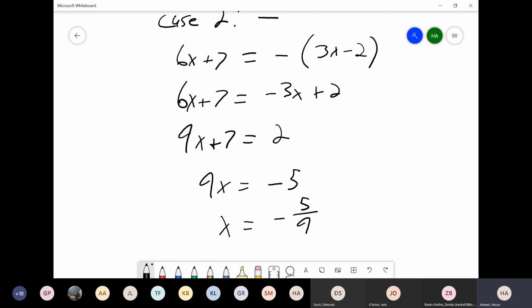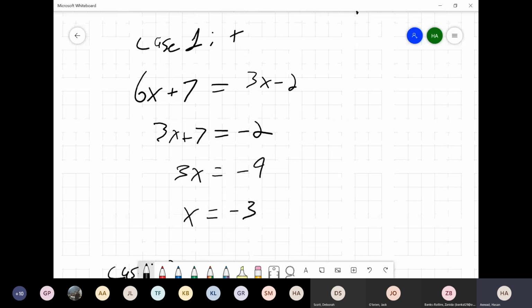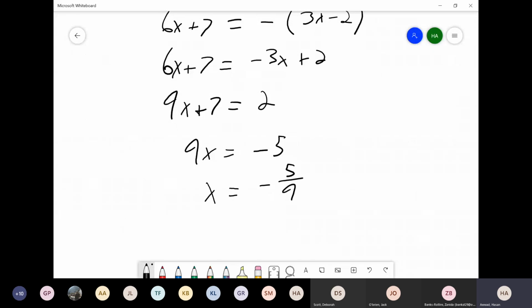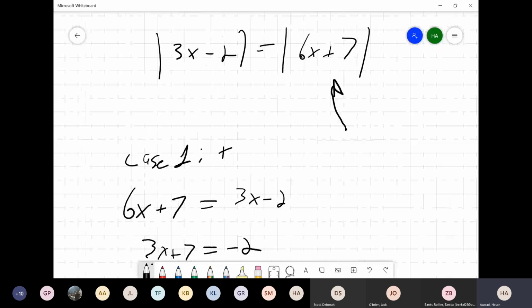And it would be good if we check our solutions, right? So we had x is equal to negative 3 first. We had x is equal to negative 5/9. So let's go ahead and try to check these solutions.